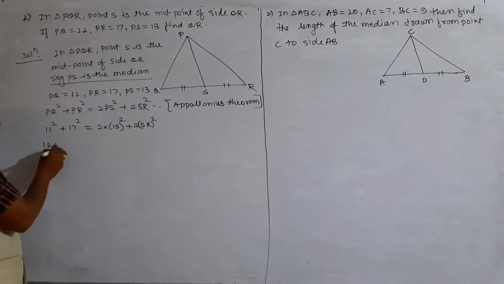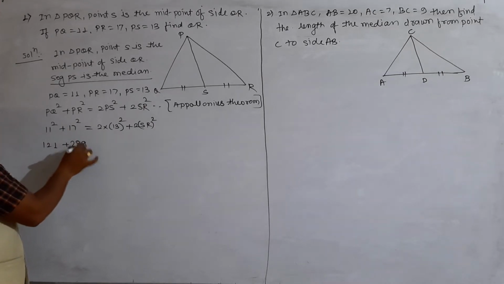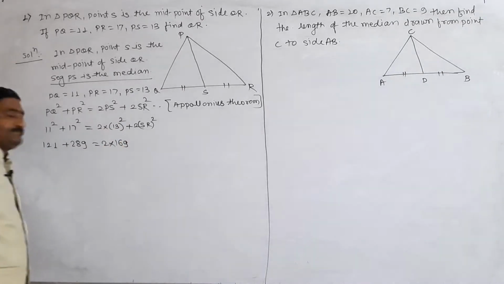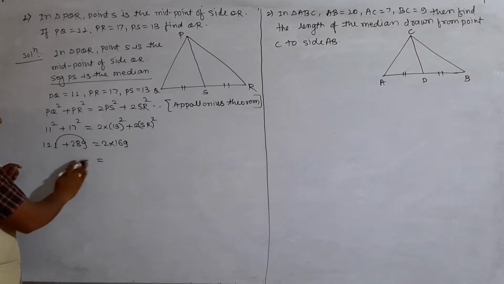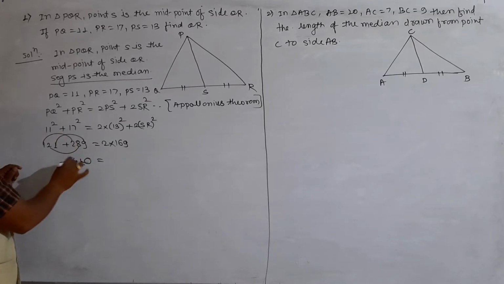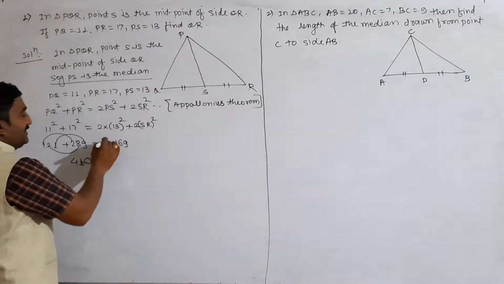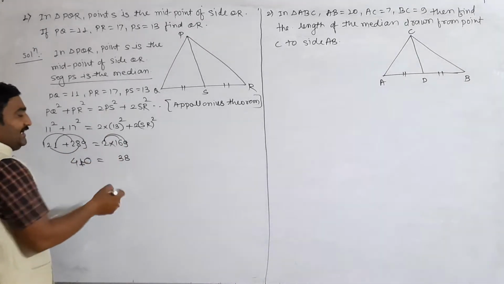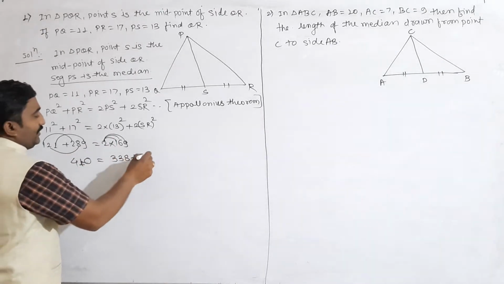Then 11 square is 121, then 17 square is 289, and 2 into 13 square is 169. So addition of these two: 9 plus 1 is 10, 0 carry 1. 8 plus 2 is 10, plus 1 is 11, 1 carry 1. 2 plus 1 is 3, plus 1 is 4. Then multiplication: 2 nines are 18, 8 carry 1. 2 sixes are 12 plus 1 is 13, 3 carry 1. 2 ones are 2 plus 1 is 3. Plus 2SR square.